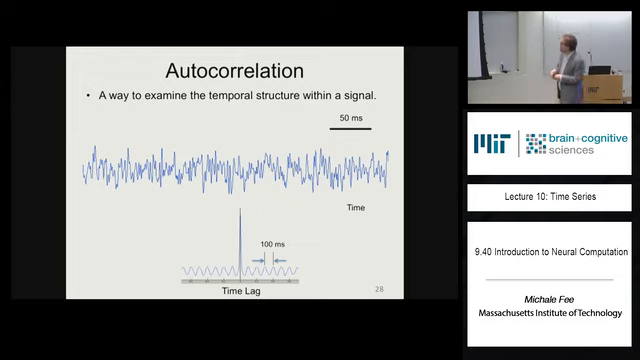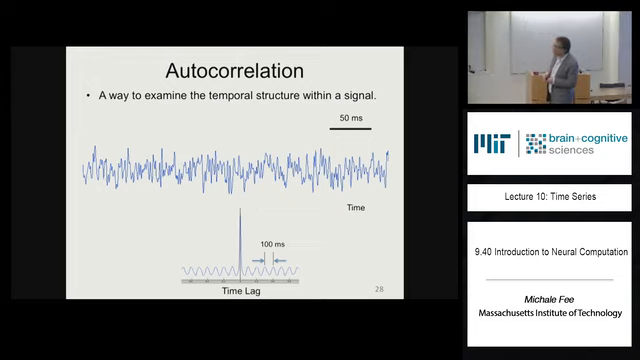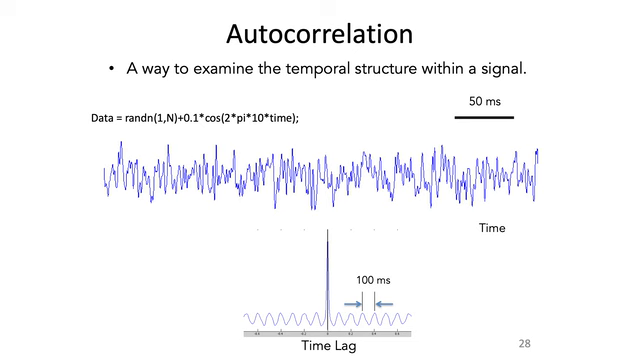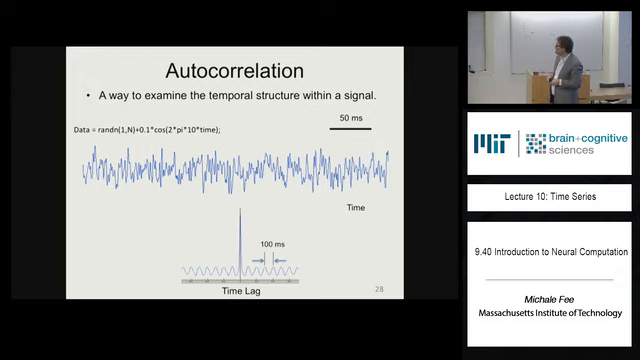What that says is that if I take a copy of that signal and shift it with respect to itself, every 100 milliseconds, something in there starts lining up again. And that's why you have these little peaks in the autocorrelation function. And what do you think that is buried in there? It's a sine wave. Okay? So this data is random, with a normal distribution, plus 0.1 times cosine. That gives you a 10 hertz wiggle.